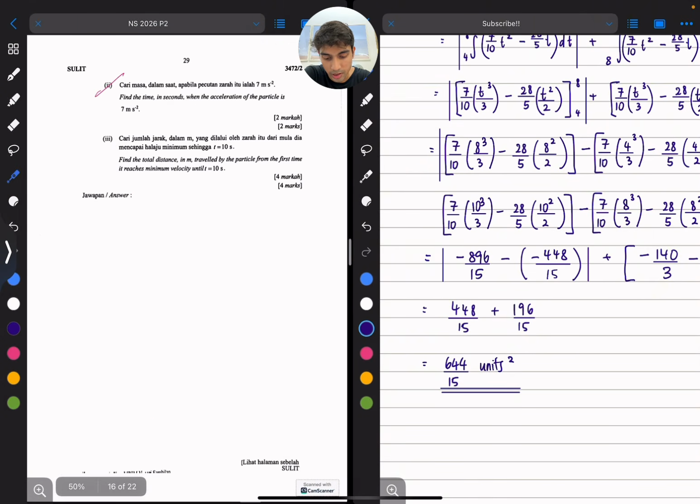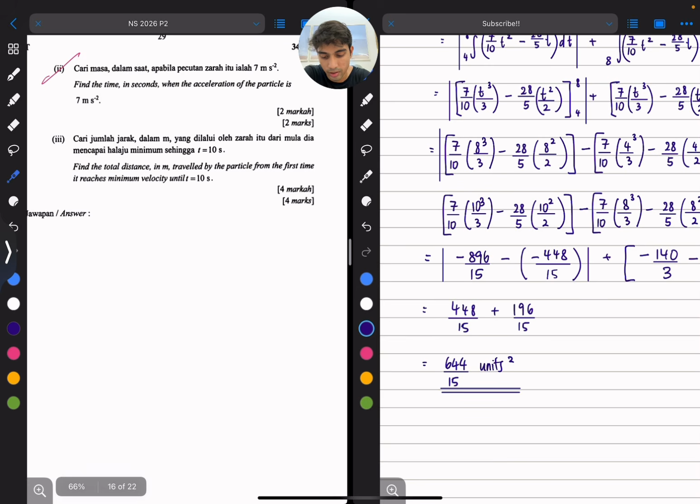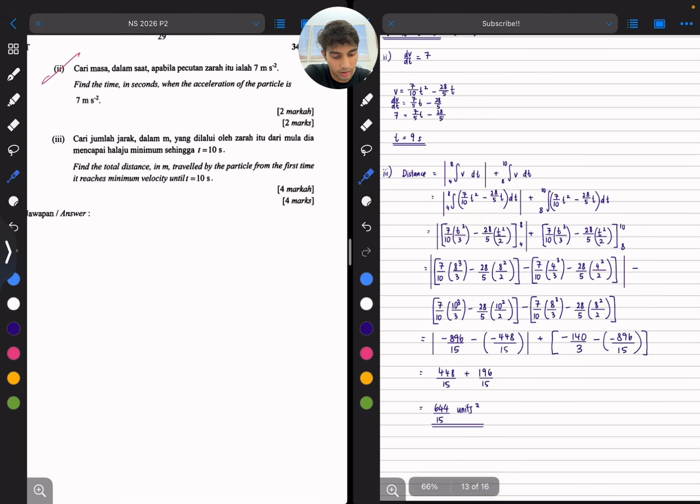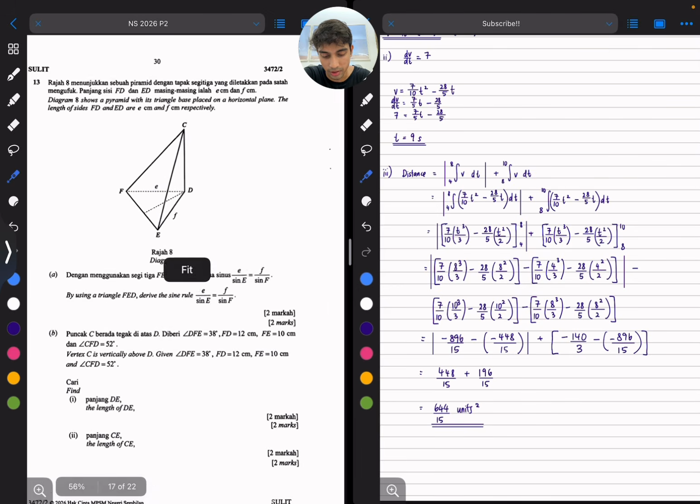This will be the total distance traveled by the particle from the first time it reaches minimum velocity until t is 10. Okay, so here you must make sure you don't make any careless mistakes to get this. Alright, let's try the next question.